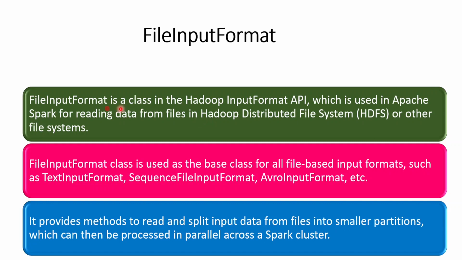So basically, this base class is responsible to deal with the different file formats in different external storage systems. File input format class is used as a base class for all file-based input formats such as text or sequential file format, Avro. And it provides methods to read and split input data from files into smaller partitions, which can then be processed in parallel across the Spark cluster. So this is the basic component in the input format API, because this is actually establishing the connection between the external storage and the executor. Then based on that, the input split component will split the data logically in the next step.